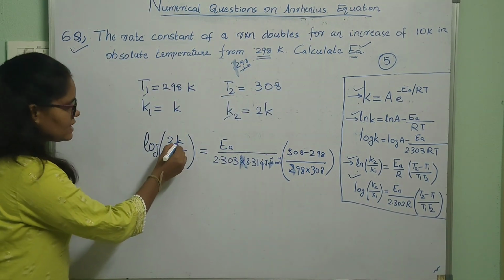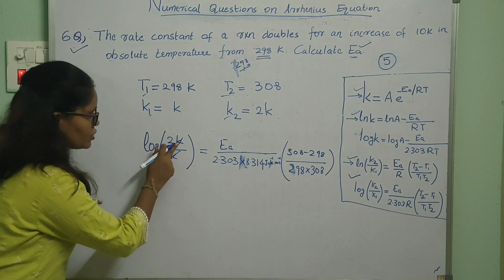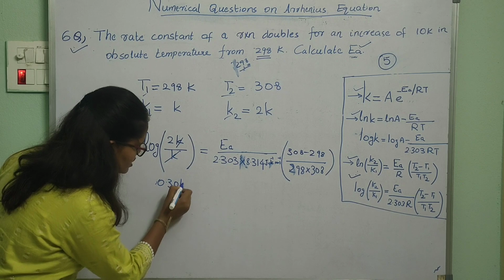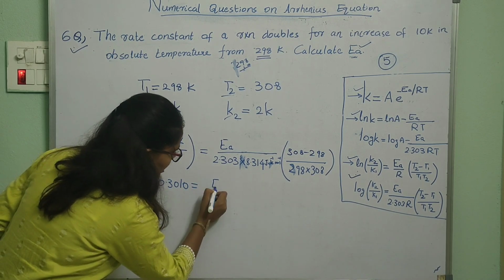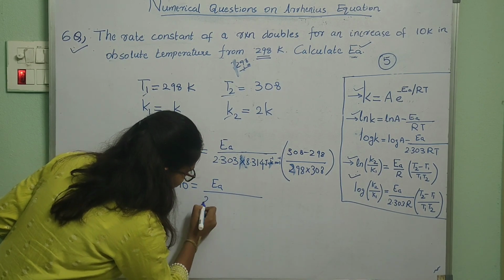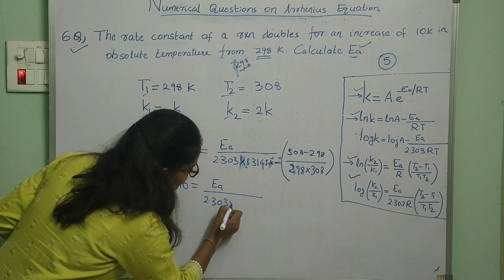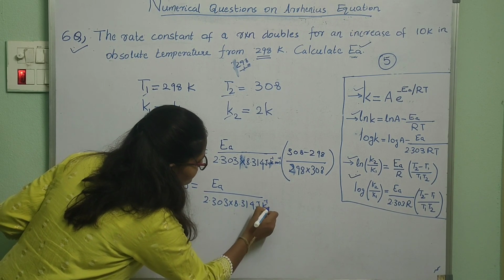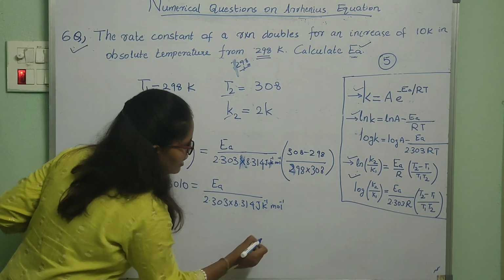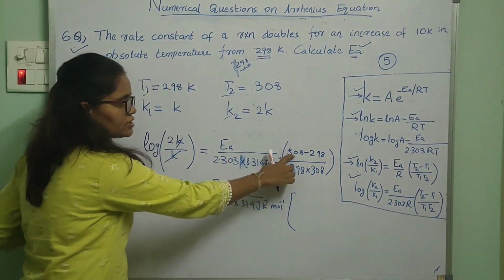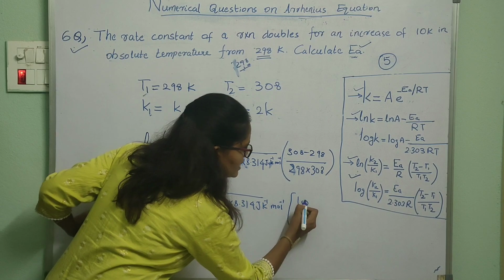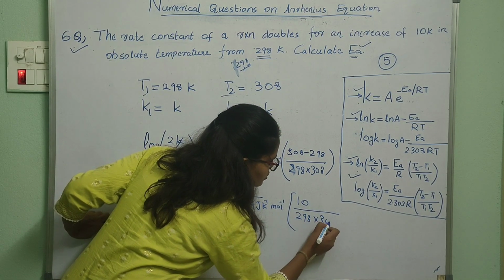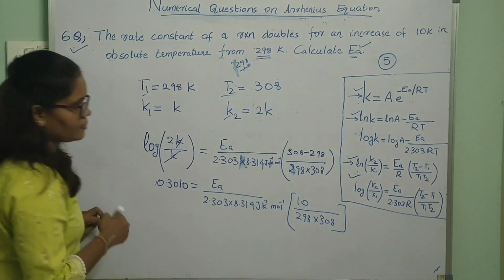So here I can cancel K. So this becomes log 2. Log 2 is 0.3010. So this value is 0.3010. And in the denominator you have 2.303 into 8.314 Joule, Kelvin inverse, mole inverse. And in the numerator, 308 minus 298 is 10. And in the denominator, we have 298 into 308. Okay.